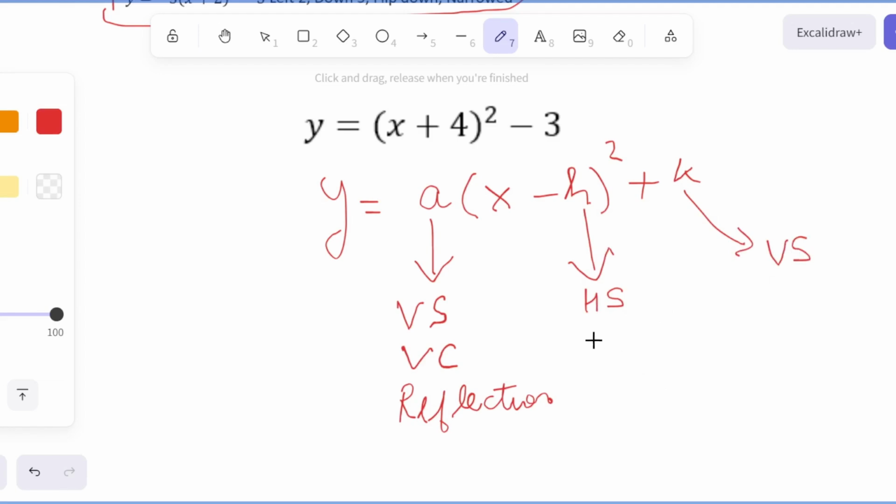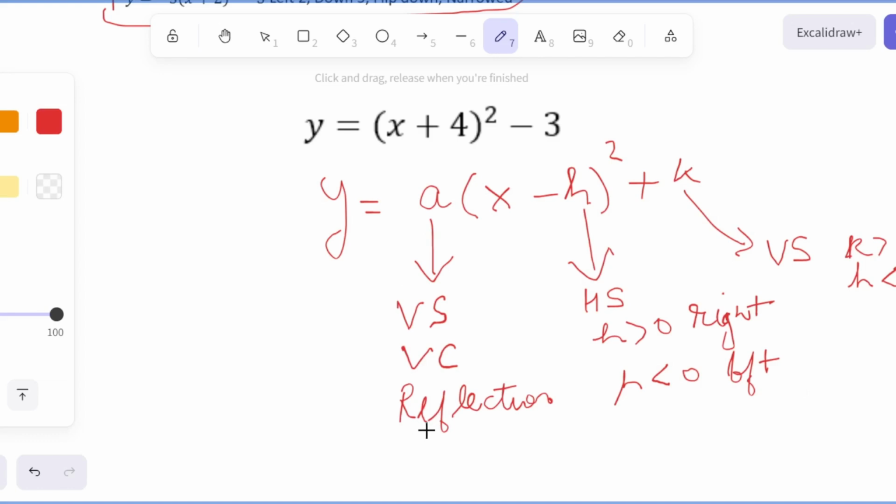The sign will depend. If h is greater than 0, it will be a right shift. And if h is less than 0, as in this case, it will move towards the left. Same over here: if k is greater than 0, it has moved up, and if k is less than 0, the parabola has moved down, right?